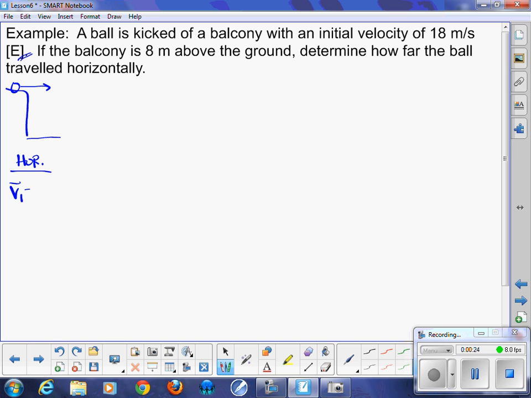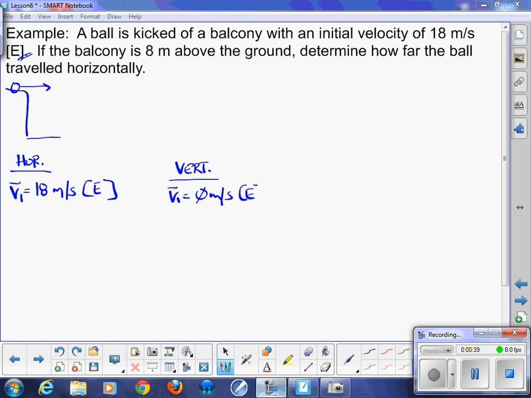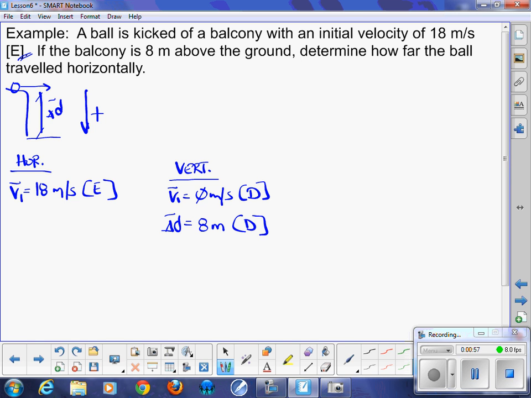I need to know my V1 is 18 meters per second east. I also am given vertical information there. If it's kicked straight east, then my V1 vertical will be 0 meters per second, and I'll put that down for argument's sake. All right, the balcony is 8 meters above the ground, so I'm given a vertical displacement. I'm going to assume down is positive, so I know my delta D is 8 meters. That would be down.